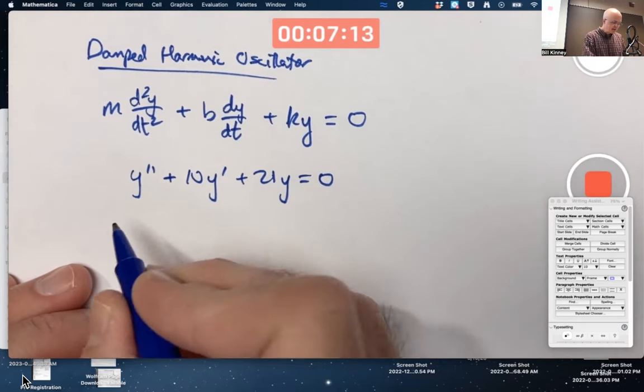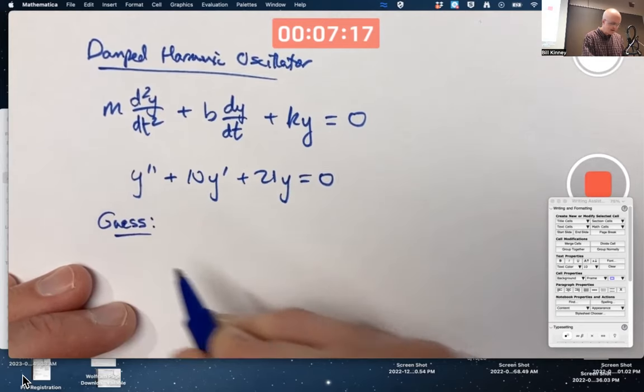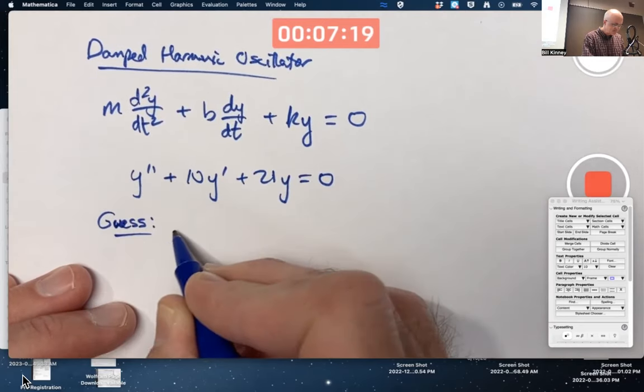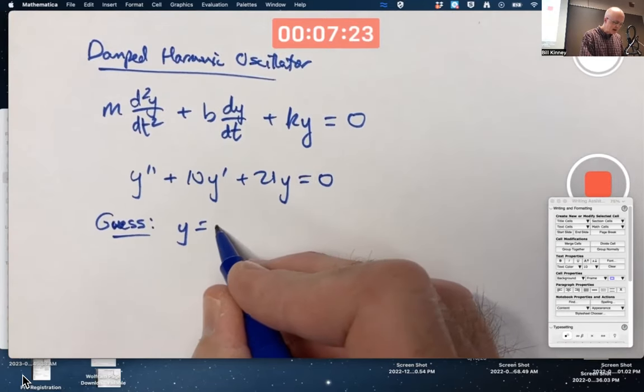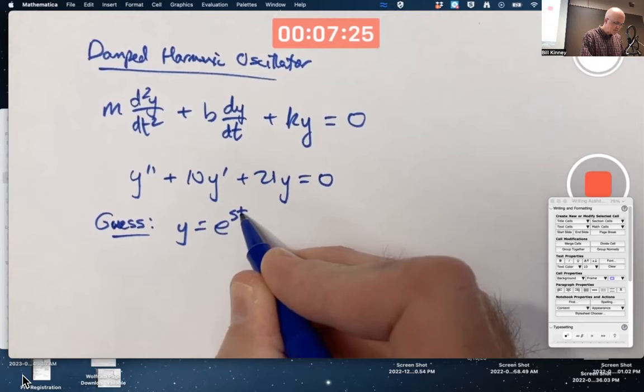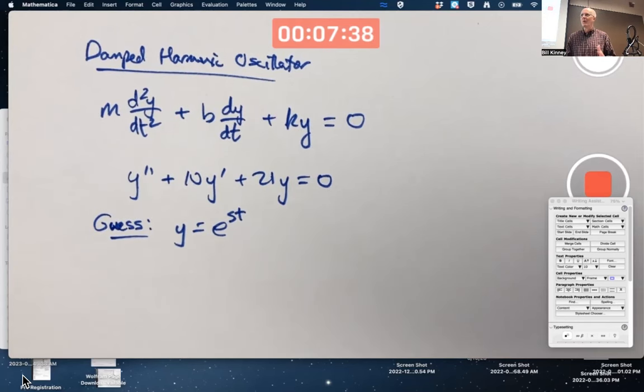But as far as finding a solution to this, what we typically end up doing is guessing. Guess y equals e to some constant times t, hoping that such a guess will work. Now, will it work? Well, I've made it work in this case, but it's not obvious that this kind of guess will always work, because what if there are cosines and sines involved?